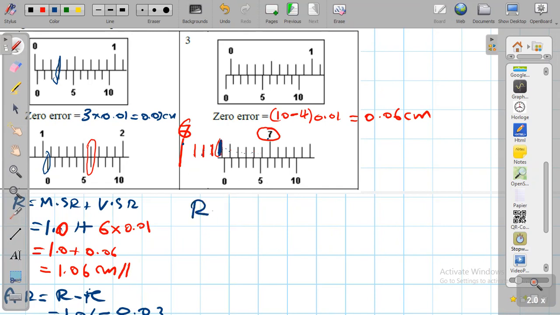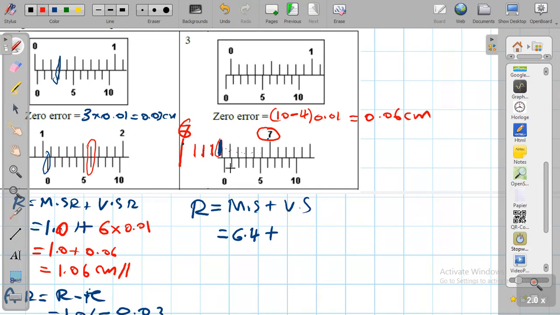The reading equals to the main scale plus vernier scale. What is the main scale reading? It is 6.4. And can you understand how did I get 6.4 here? Questions like this come, where we have to count back. Something like you have to count back. Can you understand the way how I arrive at this answer? Yeah, really good. I arrived at the answer really in a different manner now.